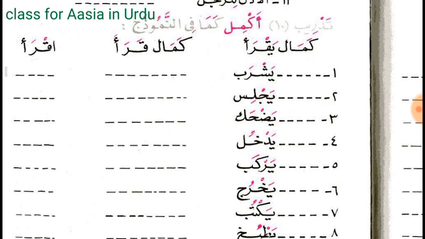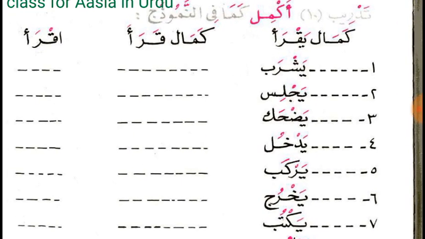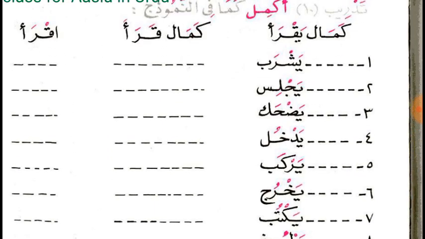Okay. So, ikra means read. Ishrab, drink. Ijlis, sit. Idhak, laugh. Udhul, enter. Then, irkab, ride. Ukhruj, go out. Uktub, write. Utbukh, cook. Idfa, pay. Ushkur, thank. So, Asya, do you remember why I have used kasra in the first letter of ikra? Ishrab, I have used kasra again. Ijlis, I have used kasra. Idhak, I have used kasra.